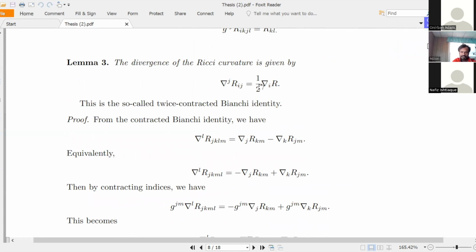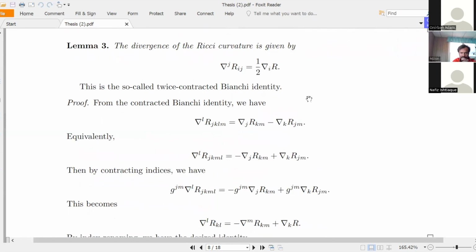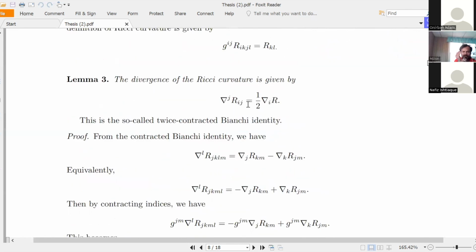I think physics people love it. Let me make a little extra remark. If you apply this twice contracted Bianchi identity with the Einstein field equation, then you automatically get that G is divergence free. The Einstein tensor is divergence free, and physics people knew that the stress energy tensor is divergence free. Both are divergence free, so maybe they're equal. If not equal, add some term. That's basically the classic approach, the way Einstein derived his equation.